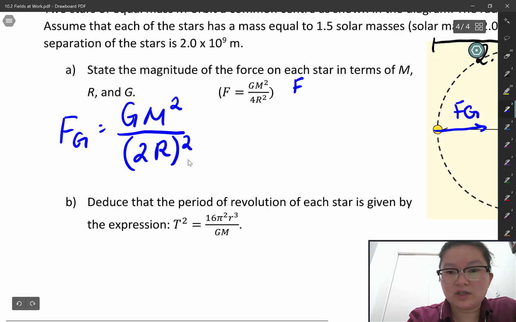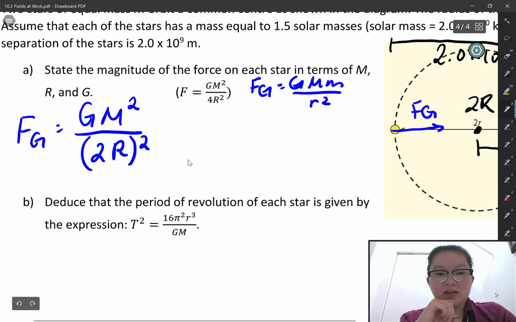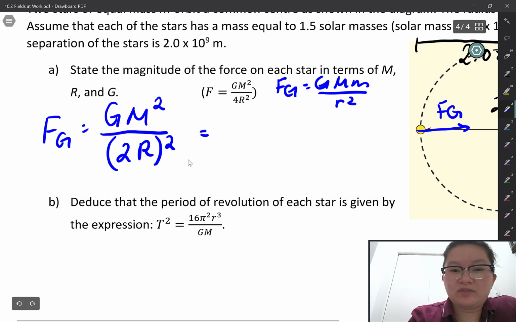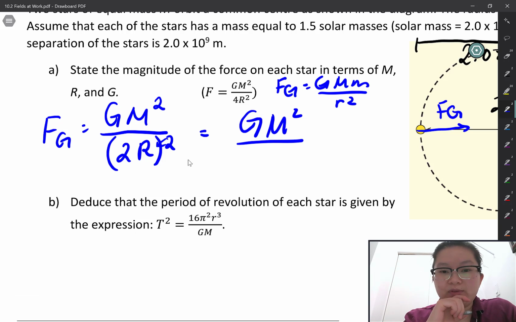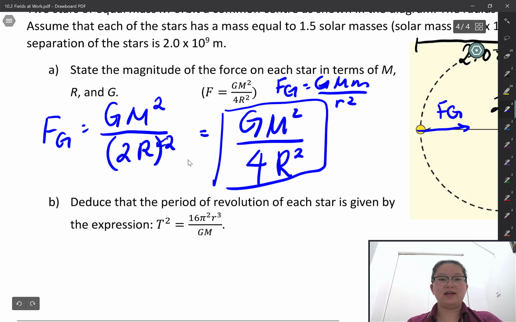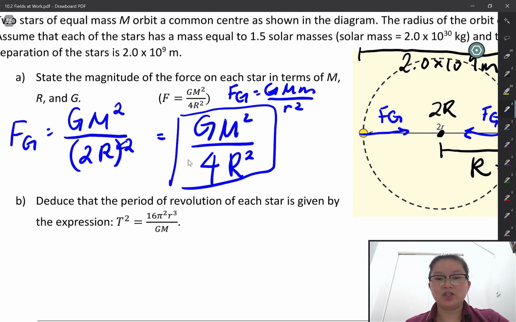So according to Newton's universal law of gravitation, that is what it looks like, R being the separation between the two objects. Since the two masses are the same, that's going to be M squared, and the distance of separation is 2R squared. We simplify this, and it's going to give us big G, big M squared. We distribute the exponent in, so that's going to be R squared, but 2 squared is going to be 4. So there we go, that is the magnitude.